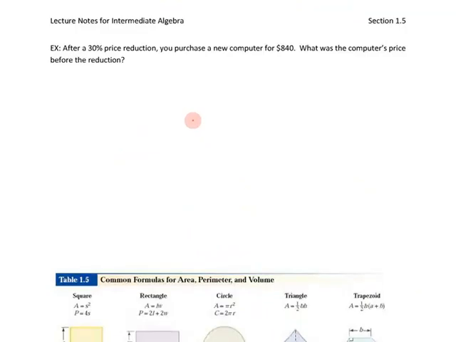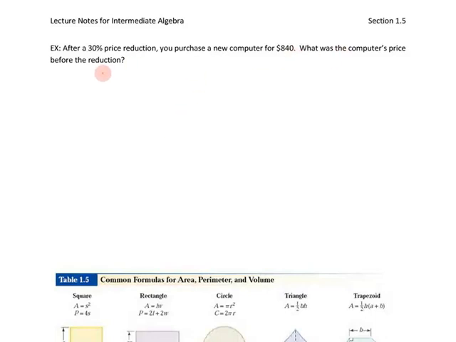In this example, we are given the following statement, that after a 30% price reduction, you purchase a computer for $840. What was the computer's price before the reduction? So we're taking 30% off and we end up with $840. The question is, how much did we start with? Alright, well, here's how I would set this thing up algebraically.